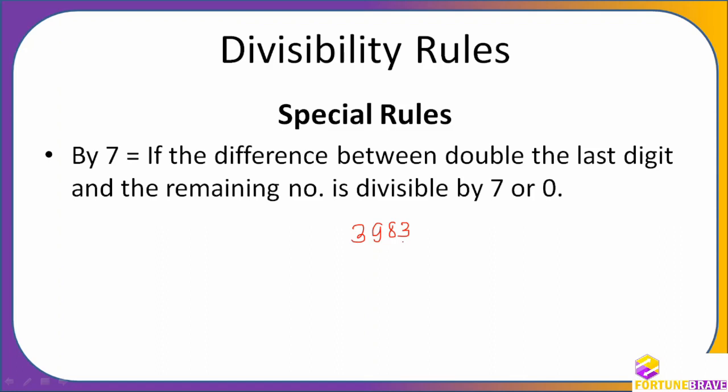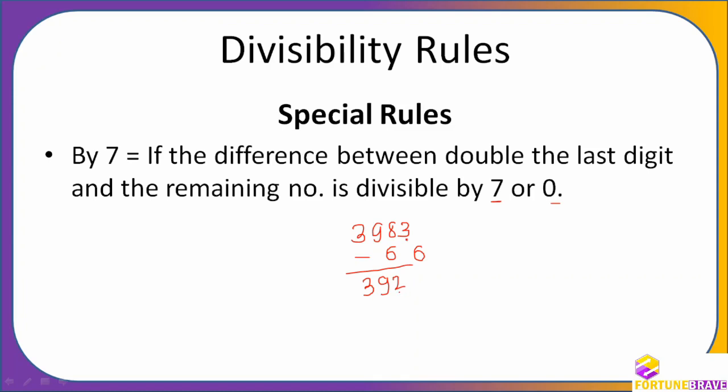So what I'll do is, see if the difference between double the last digit and the remaining number is divisible by 7 or 0. It's a little bit confusing, we'll do it and see. The last digit is 3, so double is 6. Now I have to subtract this from the remaining number, 398. So what I will get is 392.